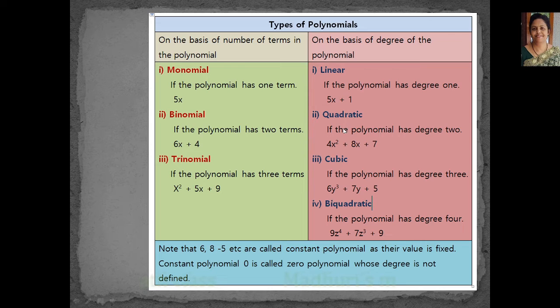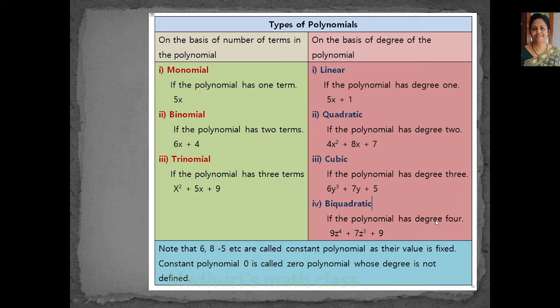Second one, quadratic. If the polynomial has degree 2, here the highest power of the variable is 2. 2, 1 and 0. So 2 is the highest power of the variable. So such polynomial is called quadratic polynomial. Then cubic polynomial. If the polynomial has degree 3, here the highest power of the variable is 3. So it is a cubic polynomial.